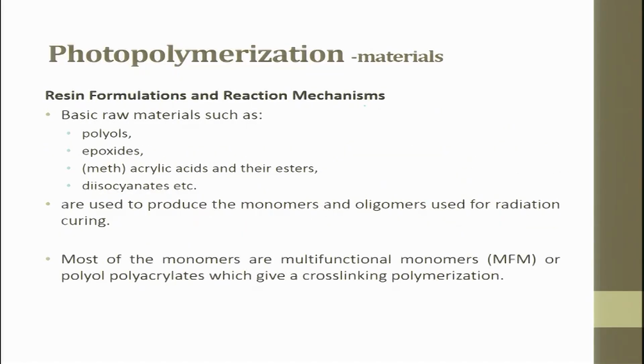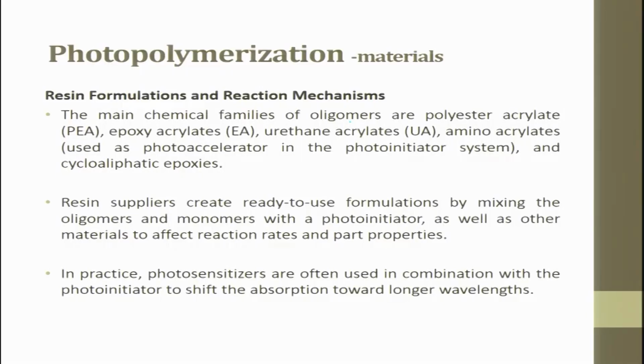Resin formulation and reaction mechanism: the basic raw materials such as polyols, epoxy, diols and acrylic acid and other esters, isocyanates etc. are used to produce monomers and oligomers used for radiation curing. Most of the monomers are multifunctional monomers, MFM, or polyol polyacrylates, which give a cross-linking polymerization. The main chemical families of oligomers are polyester acrylate PEA, epoxy acrylate EA, urethane acrylates UA and amino acrylates.